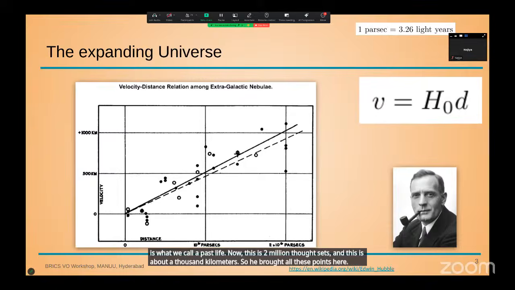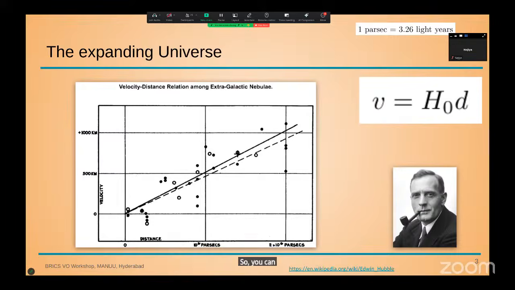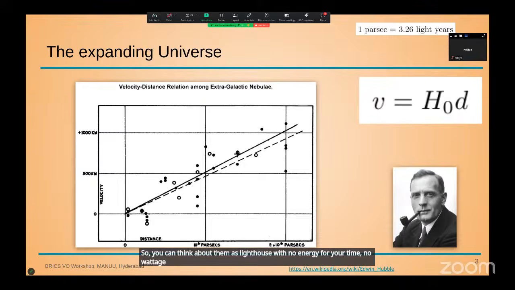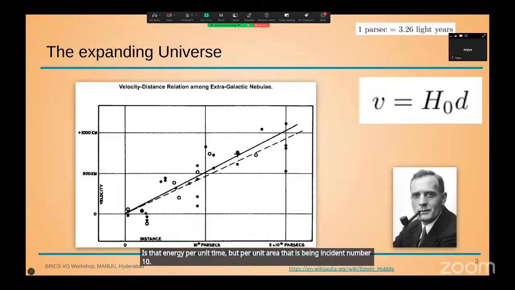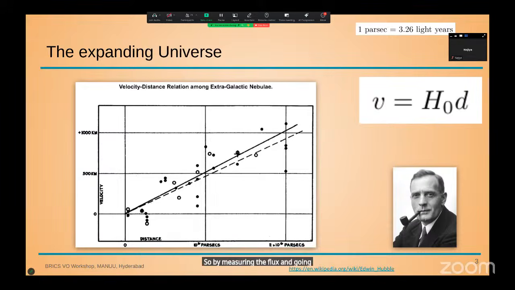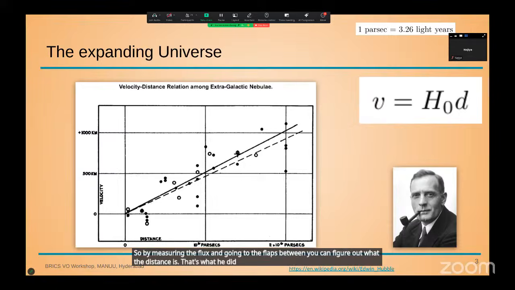He measured these distances using variable stars called Cepheid stars, whose periods and luminosities have a certain relation. So you can think about them as light bulbs with known energy per unit time, known wattage. Right? Then you observe these stars and they have some flux at your detector. What is the flux? It is the energy per unit time, but per unit area, incident on the detector. So by measuring the flux and knowing the luminosity, you can figure out what the distance is. That's what he did. That's the distance on the x-axis.